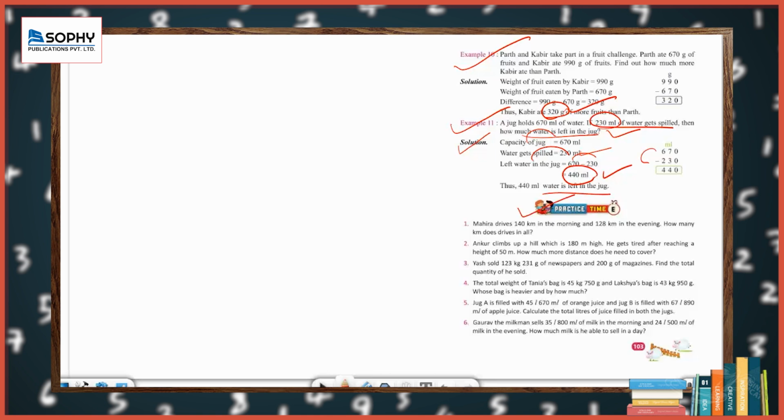Now let's look at the practice time E, students. In the first part, we are told that Myra drives 140 km in the morning and 128 km in the evening. How many kilometers does she drive in all? That means we will add them, students. 140 plus 128, that is very good, students, that is 268 kilometer she drives in the whole day. That's how you can solve the remaining parts.